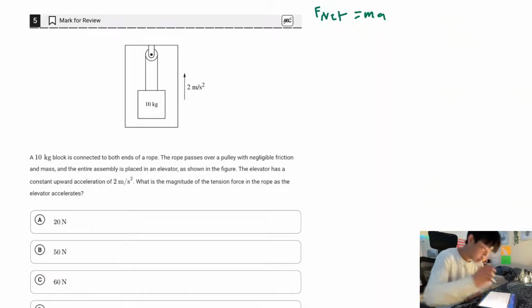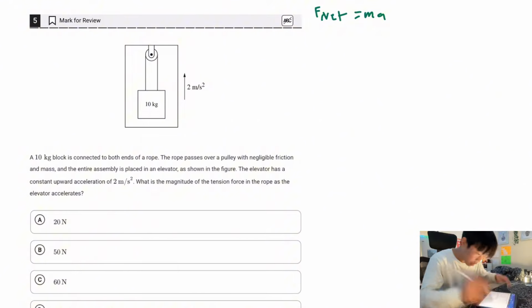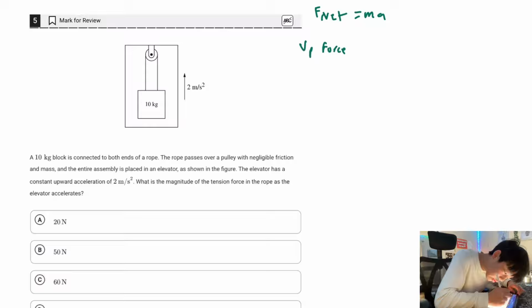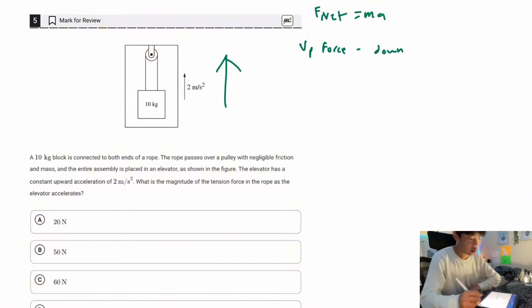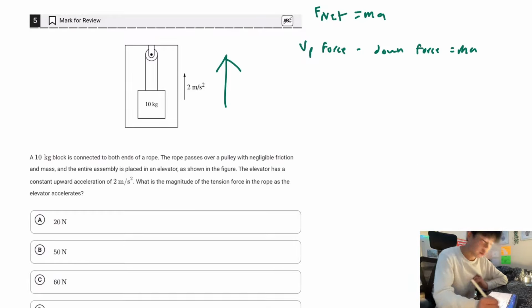So now what? I'm going to give you guys a quiz. Is F net equal to up force minus down force or down force minus up force, and why? Take a moment, put that in the comments. Well, the answer is it's always going to be up force minus down force, and the reason is because the direction of acceleration is up, which means we always put the up force first. Clear, up force minus down force.